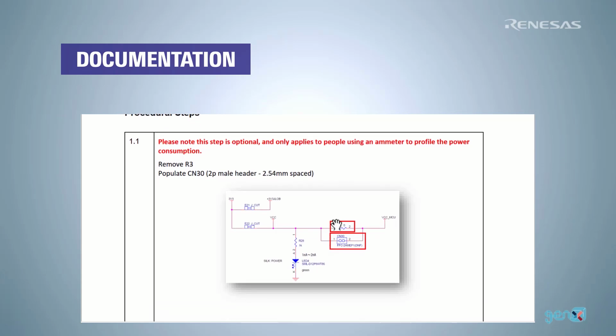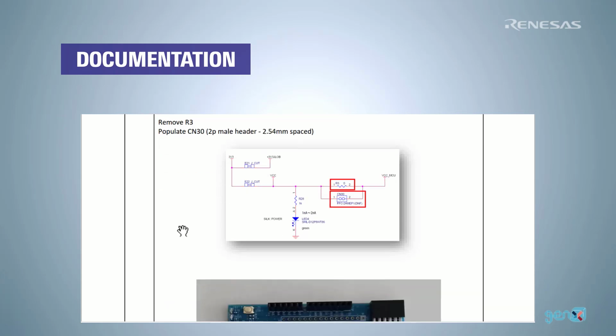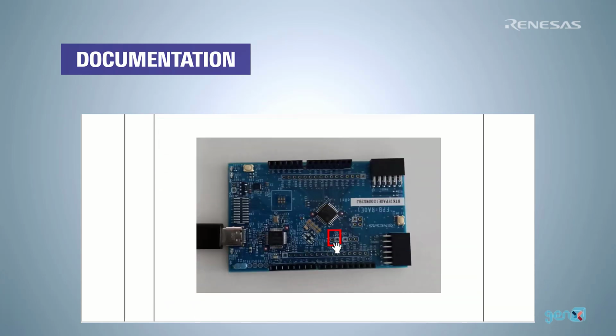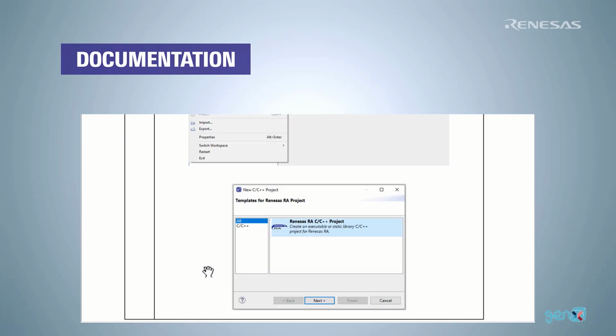So according to this document, we need to remove R3 and connect male header on CN30. This red box indicates the location of CN30.